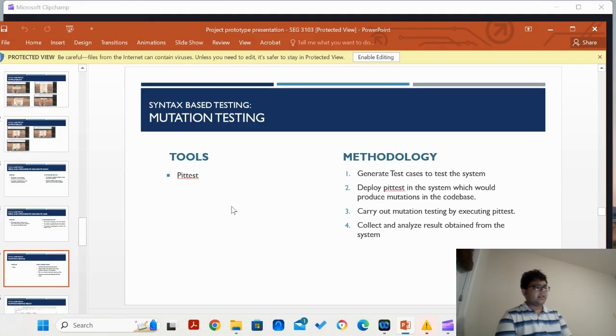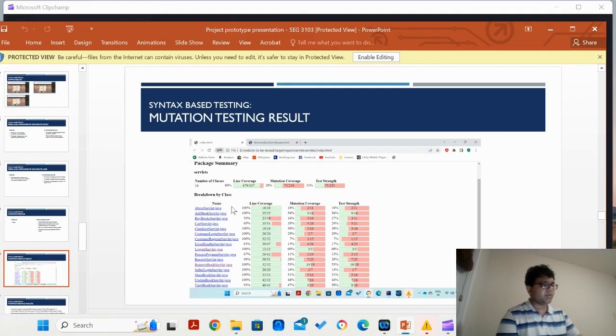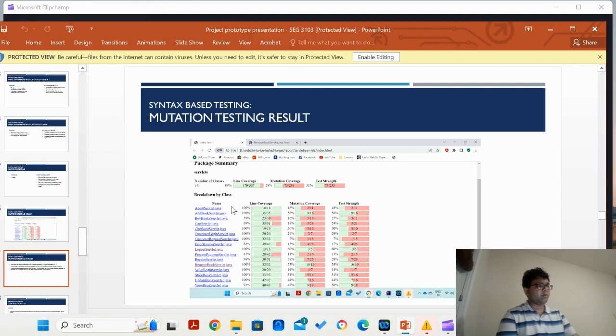And so for the syntax-based mutation testing, PIT test was used. The test cases were given by my friends, and I used them to kill the mutants produced by PIT test in the code. So this is a report. In this, line coverage is high. This shows that most of the lines in the code have been covered. However, the mutation coverage and test strength are less. This shows that there are still mutations which have not been eliminated, and we need to work on test strength.